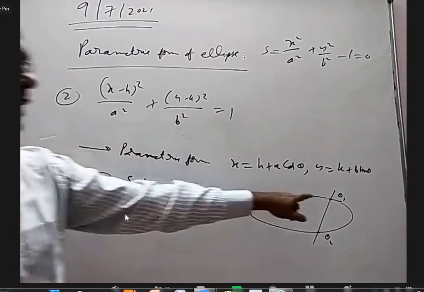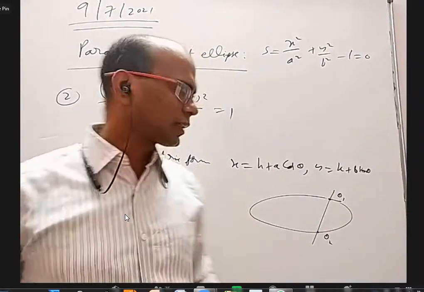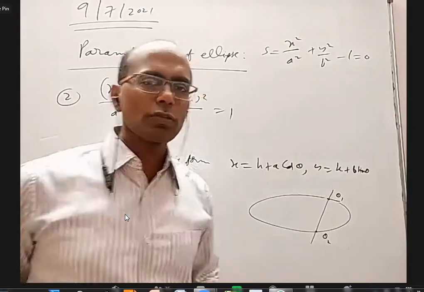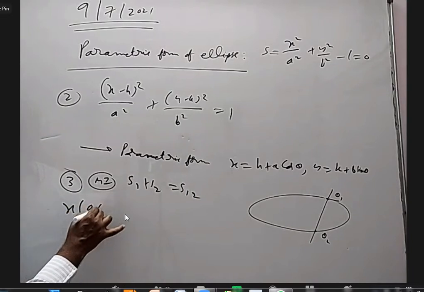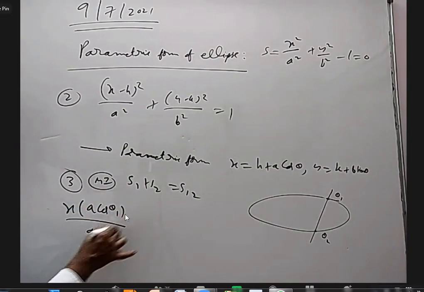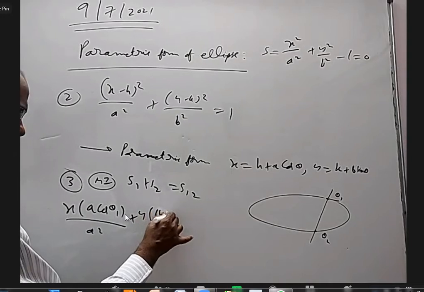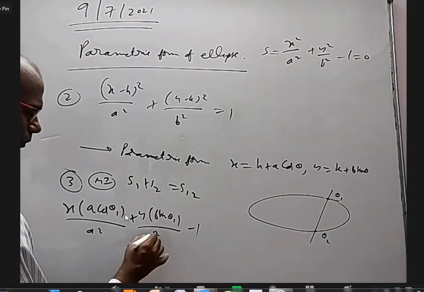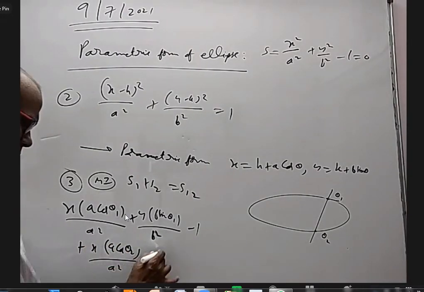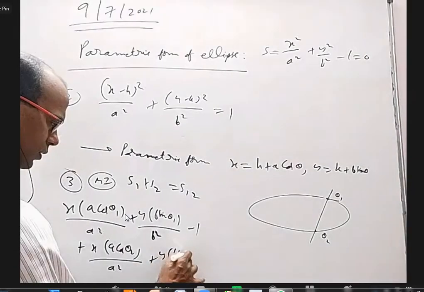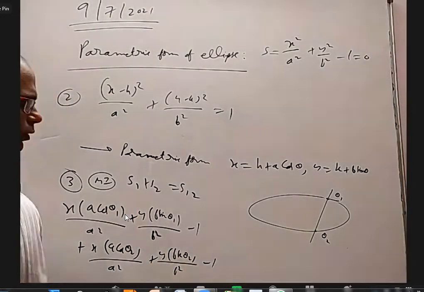And this x1 comma y1 is a cos theta 1 comma b sin theta 1. X2 comma y2 is a cos theta 2 comma b sin theta 2. I want to do this. So what will happen to S1? X into x1, I have to write a cos theta 1 by a square. Y into b sin theta 1 by b square minus 1. That is S1. S2: x into a cos theta 2 by a square, y into b sin theta 2 by b square minus 1.